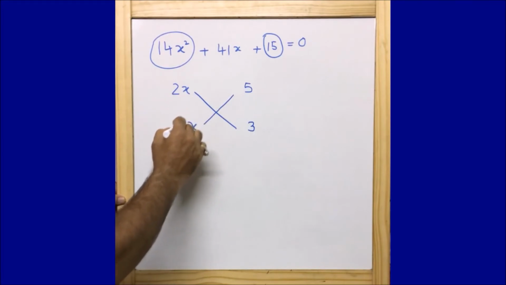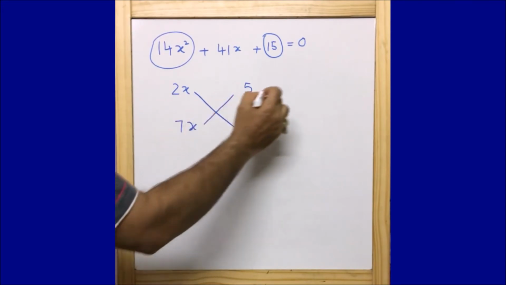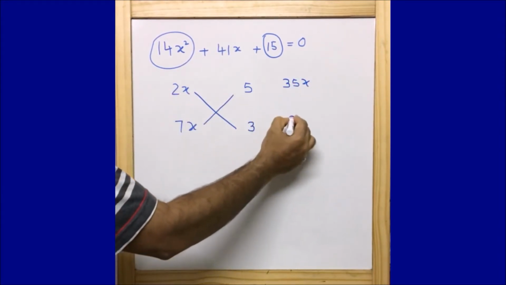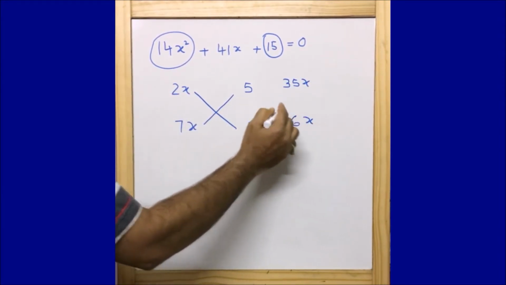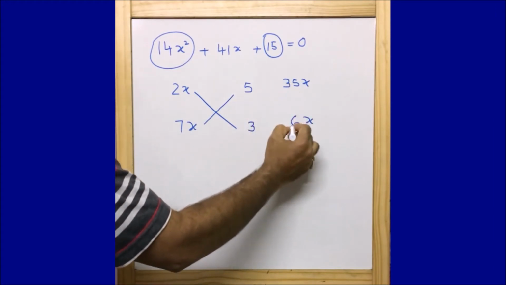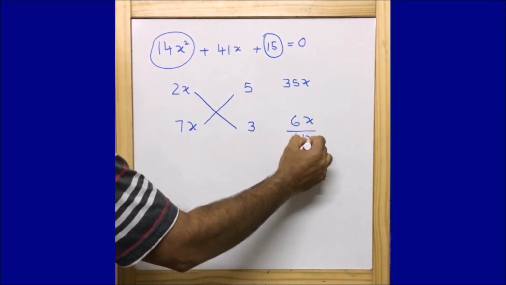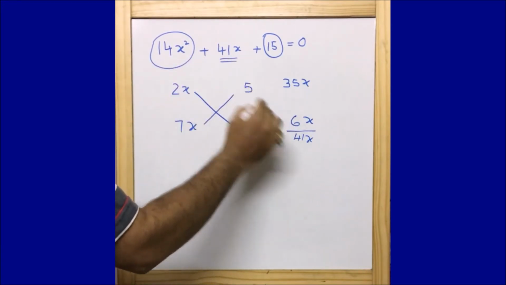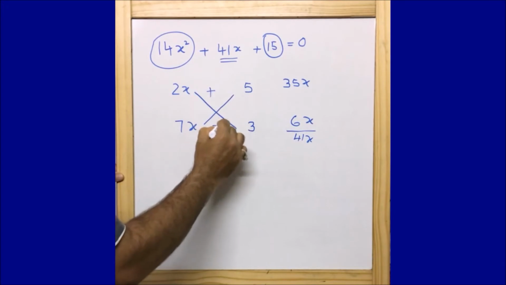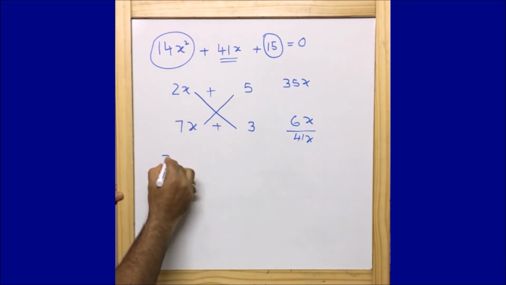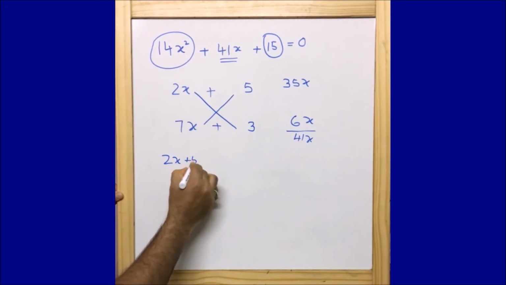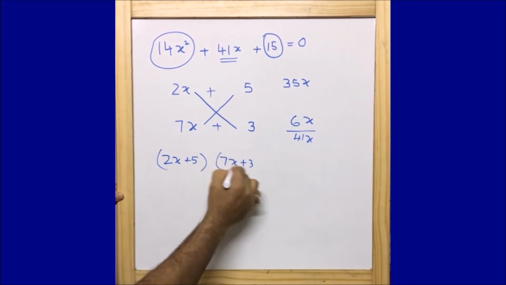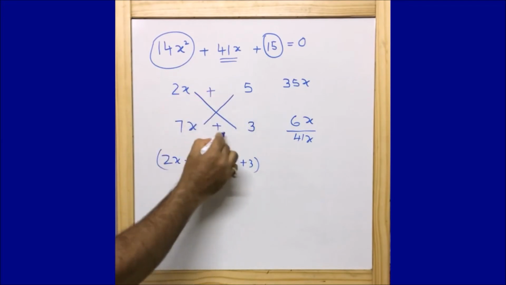Now let us do the cross multiplication. 5 7s are 35, so I am getting 35x, and 3 2s are 6, so I am getting 6x. If I add 35x plus 6x, I am getting 41x. So this one is also satisfying. As these are positive, our signs will be positive here, and here we go. The two factors for this are 2x plus 5 and 7x plus 3.